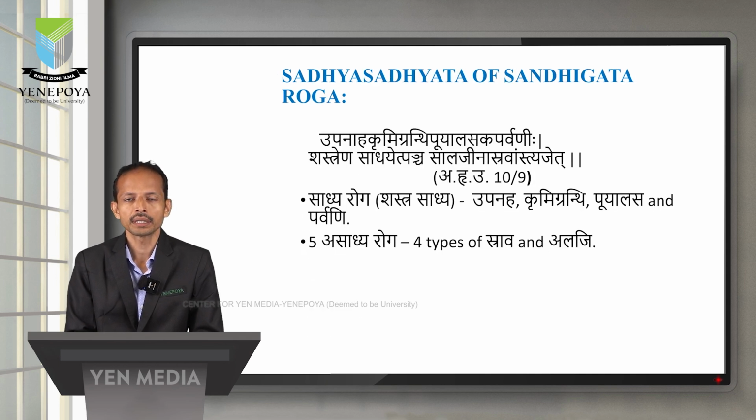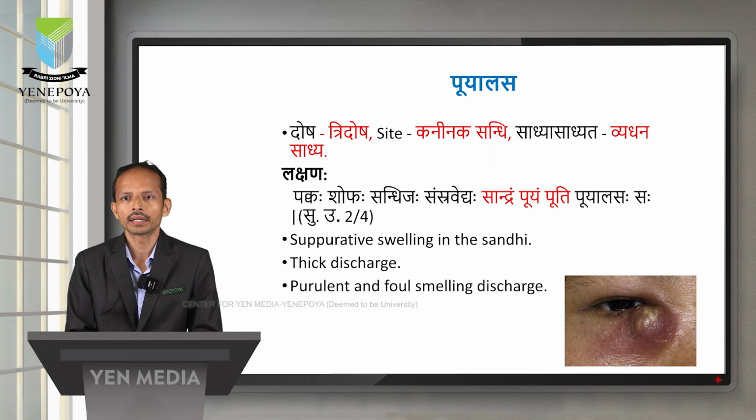Out of these 9 Sandhigata Rogas, 5 are Asadhya in nature. They are the 4 Sravas and 1 Alaji, and the remaining 4 are Shastrasadhya in nature. They are Upanaha, Krimigranthi, Puyalasa and Parvani. Next, we will move on to each disease in detail.